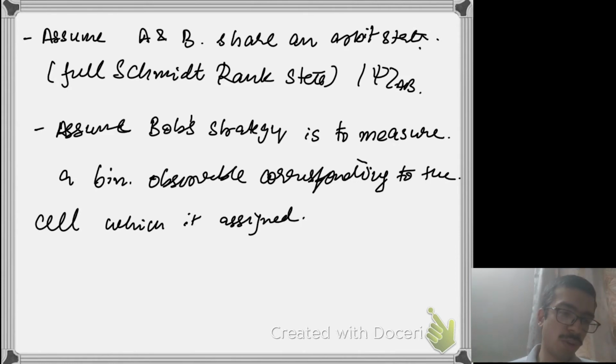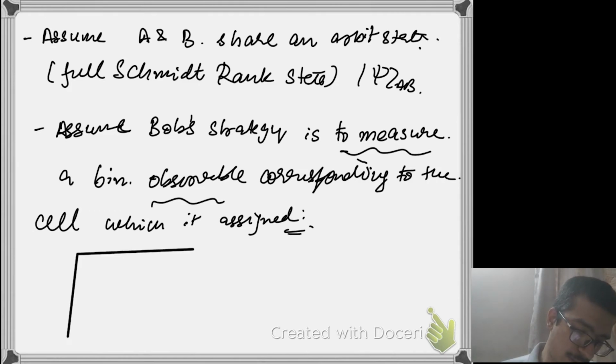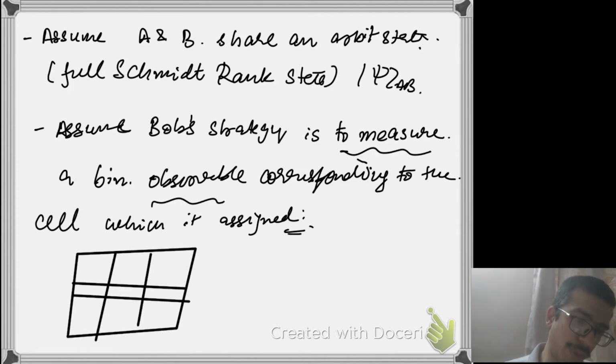Okay, so we are assuming that there is a set of binary observables, one for each cell, and Bob has some qubits of his share of states, and based on the binary variable which Bob gets, he is able to make a binary observable measurement.